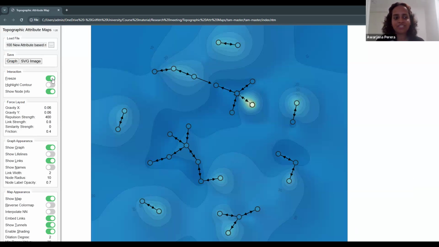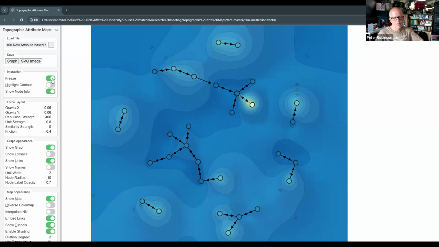Yes, so that's about the demo, Peter. Any other questions? Not from me. I can see that as a visualization technique, this has got a lot of promise, but I don't have questions. Does anyone else have questions?